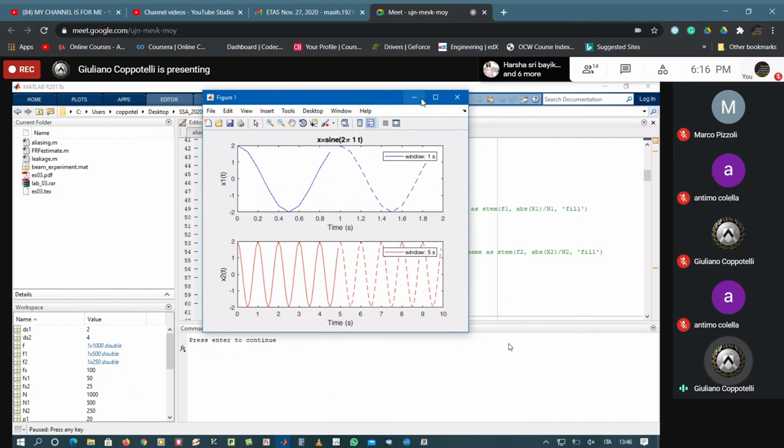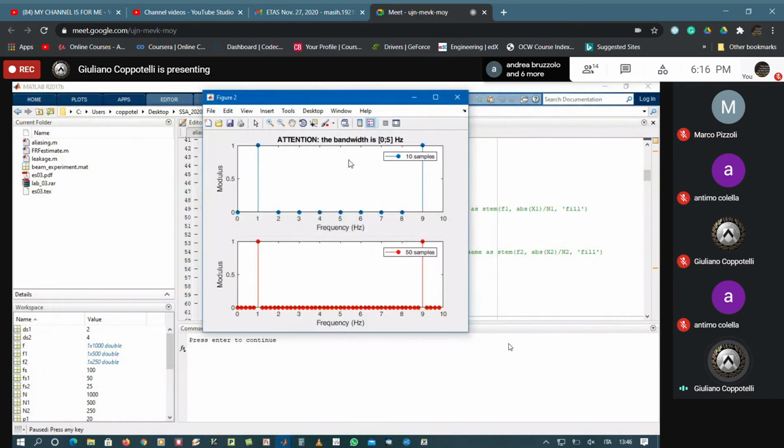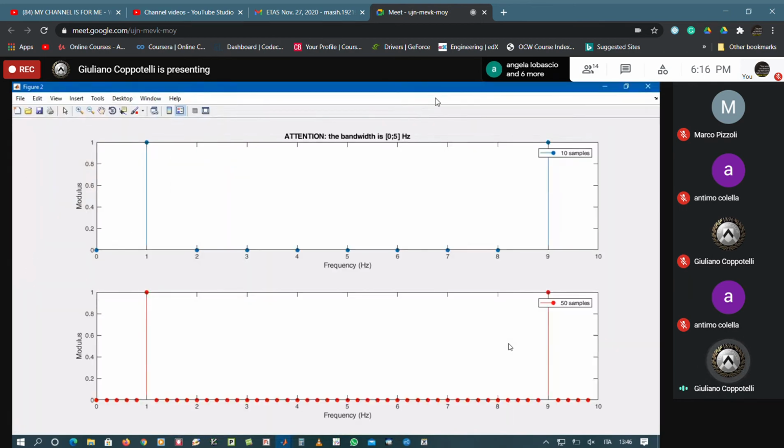And indeed, when you look at the frequency domain representation, using 10 or 50 samples, what you get is a perfect identification, both in the amplitude and in the frequency, of the properties of your signal. Of course there are differences between the lower and the upper plots because the number of samples is different, but the frequency domain identification of the properties is practically perfect. So we are very happy.